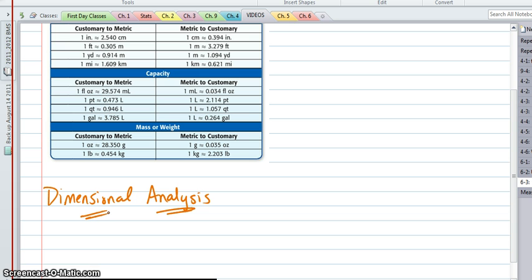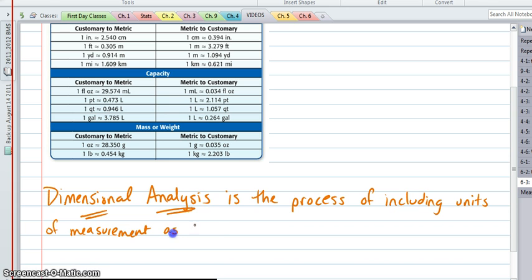Dimensional analysis is the process of including units of measurement as factors when you compute. In the last lesson, when I said, hey, units can cross-cancel just like numbers when you're multiplying, that's what we are referring to here. You will use this process a lot in science classes, especially next year in APS.